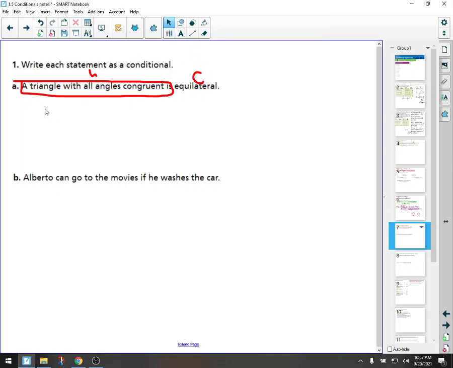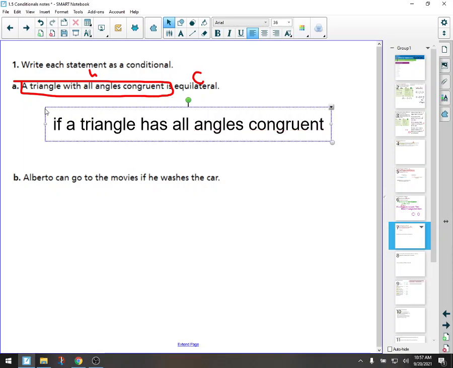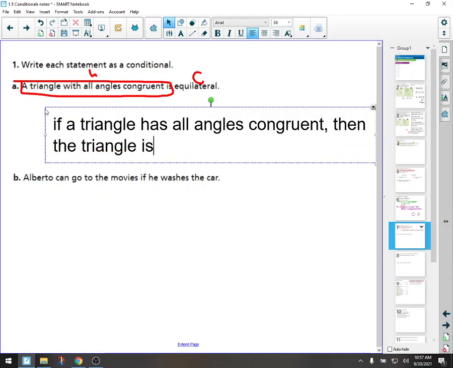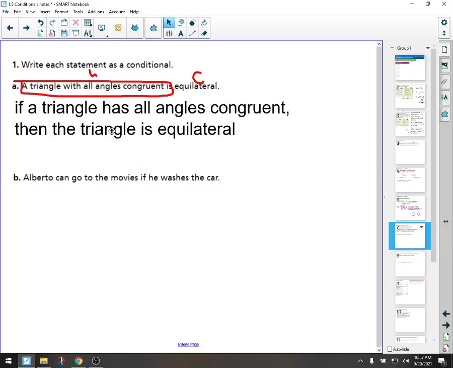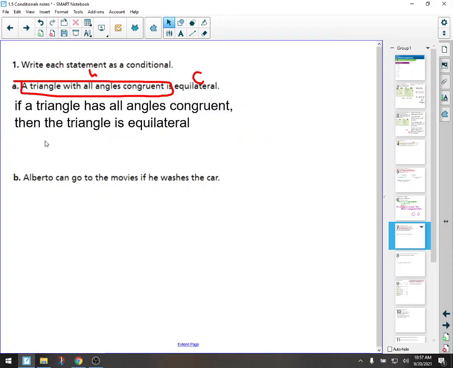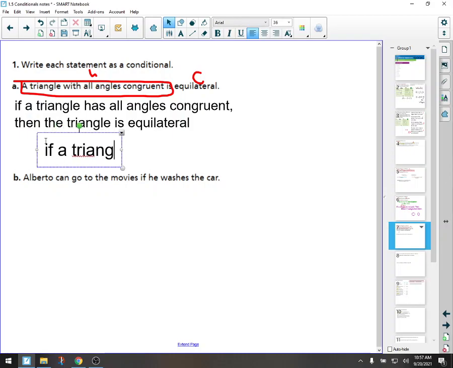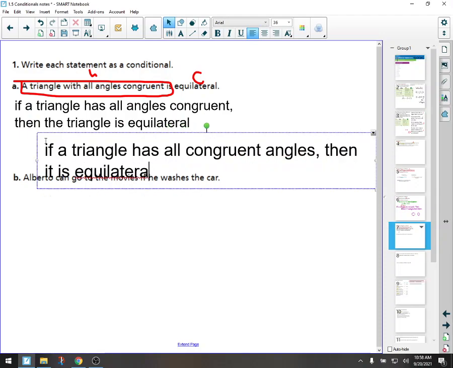So we could say, if a triangle has angles congruent, then the triangle is equilateral. I could definitely use different words to say that. This is just how I am choosing to write it right now. So another version of that could be if a triangle has all congruent angles, then it is equilateral.